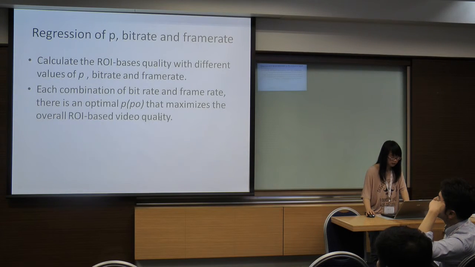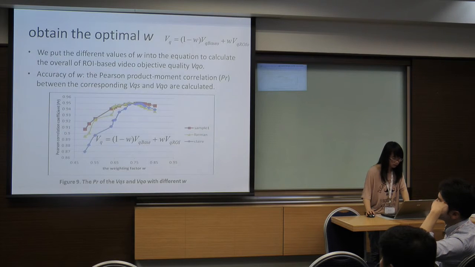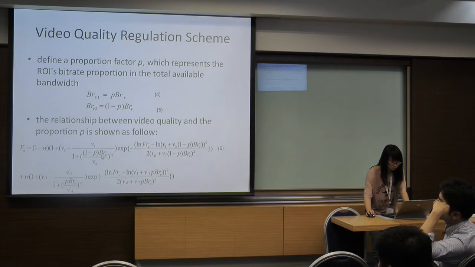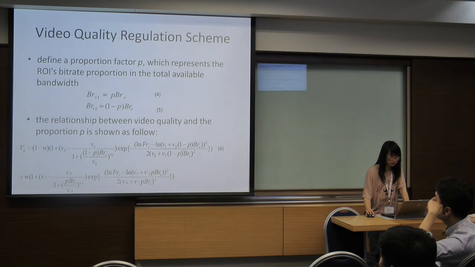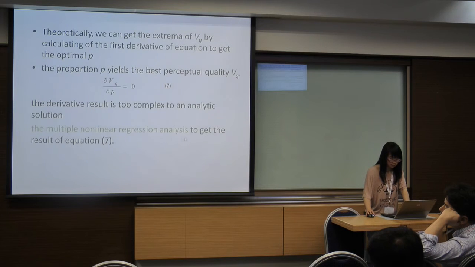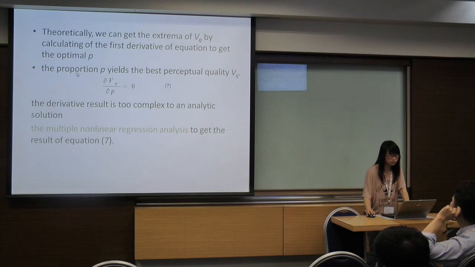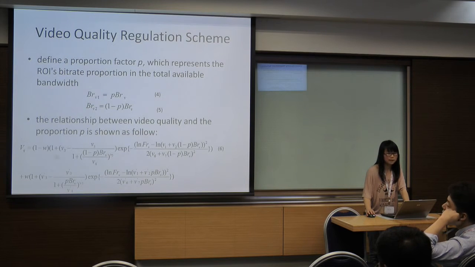We have to get the maximum video quality. So the input parameters are the bit rate and frame rate, and then with this one we want to know the optimal P. If we set the derivative to zero, we can find the optimal proportion P, so we can get the best video quality.